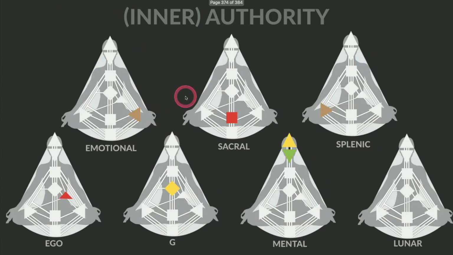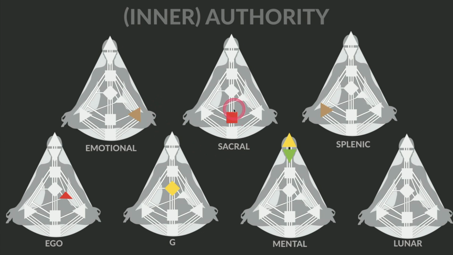Then we also learned about the different types of authority. We identified 7 authorities, and we learned that they are hierarchical in nature, whereas the emotional authority is the highest authority. Anyone with a defined emotional center is an emotional authority, right? 50% of the population, right? They have no clarity in the now. They have to wait over time.